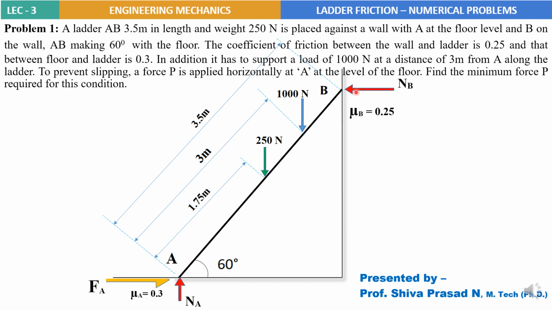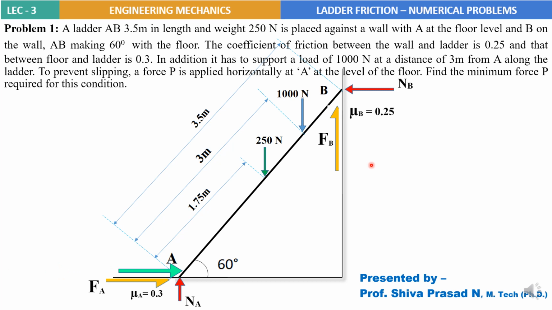And coming to point B, the frictional force will be in the upside direction. Why? Because if A should slip and move forward on the floor, B has to come down. So the motion of the ladder point B will be coming down, and for this the frictional force will be in the upward direction, that is opposite to the impending motion. So I'll call it FB.